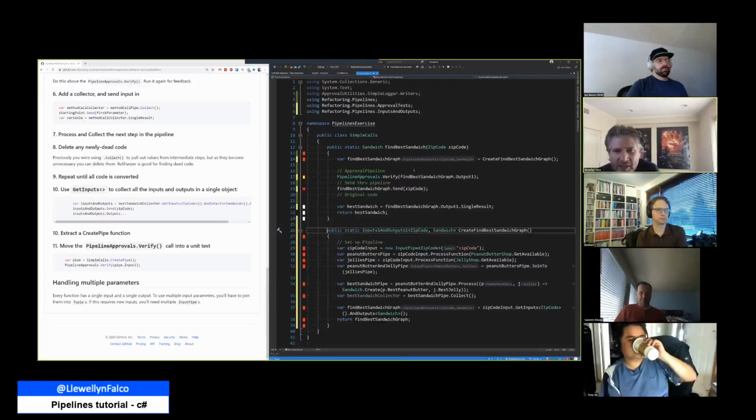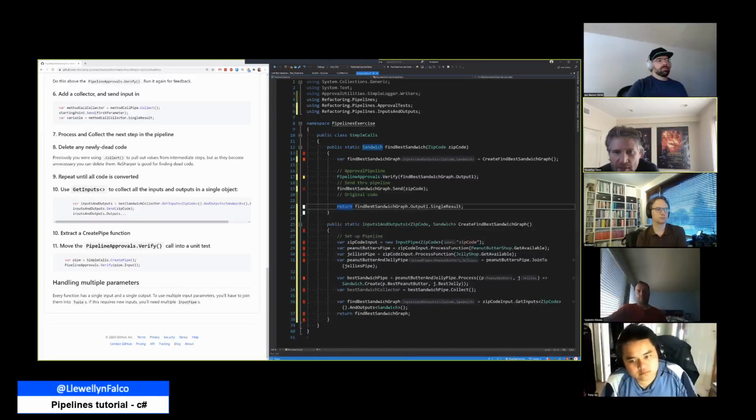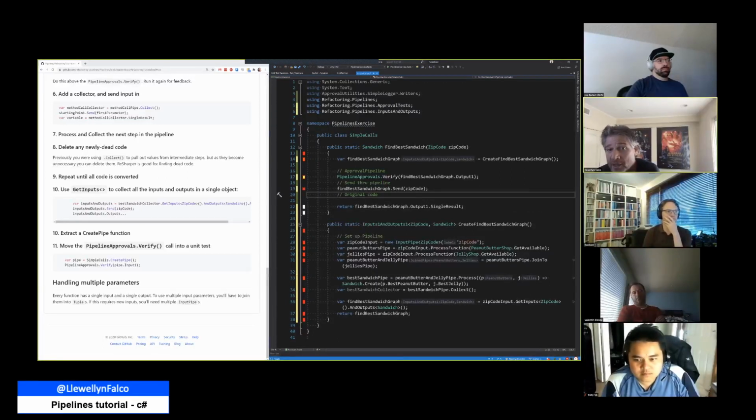Can we actually inline best sandwich? It doesn't really need to be its own variable. Okay, so now we have a fairly simple method here. And now Robert's point from a long time ago: why do we have test code in the middle of our production code? Right, so let's move that to our test.